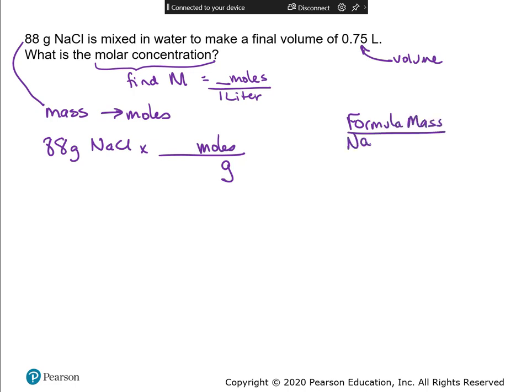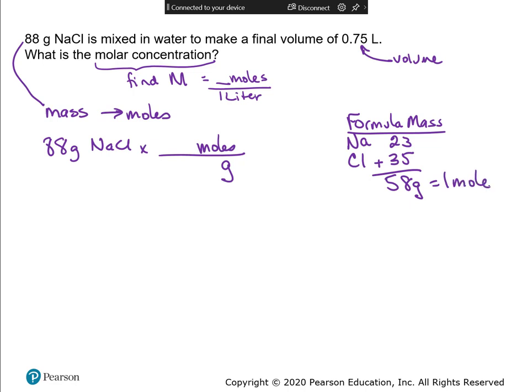Formula mass, we said sodium weighs 23. Does everybody see that one? Chlorine weighs 35.45, but you round that to 35. It's less than a half. So see, it's 35.453. Round down. Don't round up. Since the decimal's a 4, I just round down. Now I just add them. Add those two together, and that is 58. So there's 58 grams in 1 mole.